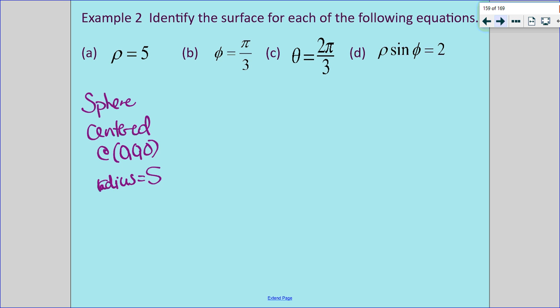Phi equals pi over 3. Think about what that would be. So you're taking your angle from the positive z-axis, it's pi over 3. Always pi over 3, what are all those points going to be?